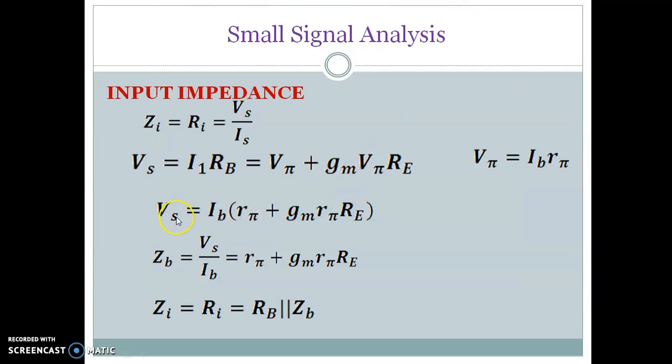Therefore we can write Vs equals IB times r pi plus gm r pi RE. So ZB, which is given as Vs by IB, is the impedance seen looking into the base. It is equal to r pi plus gm r pi RE. And the input impedance from the source is equivalent to RB parallel ZB.